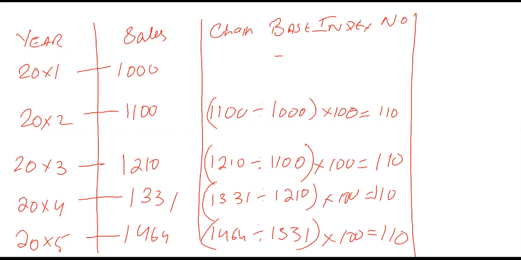Now, this is basically depicting that although the sales revenues from the sale of radios have constantly increased from year to year, the chain indices show a static position. Therefore, the annual rate of increase in the sales revenue from the radio is remaining constant rather than increasing.